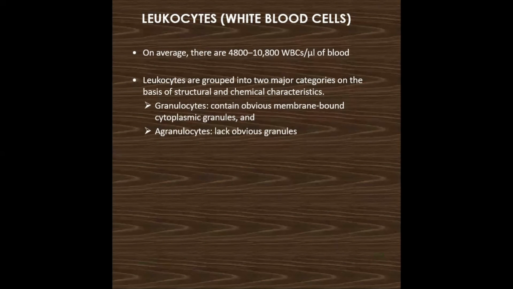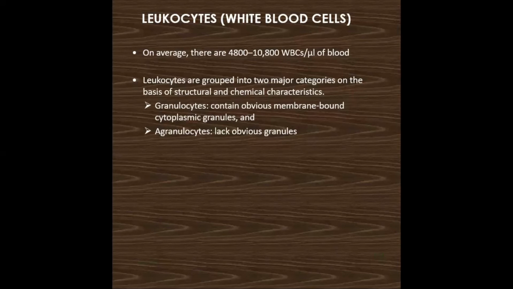On average, there are 4,800 to 10,800 white blood cells per microliter of blood. You can notice the large quantity of white blood cells that are present in our blood, that is almost 10,800 white blood cells per microliter of blood.